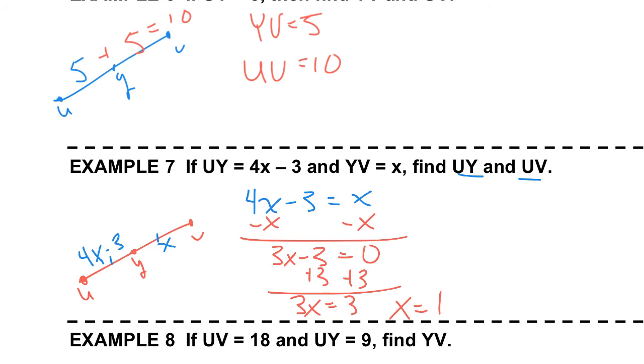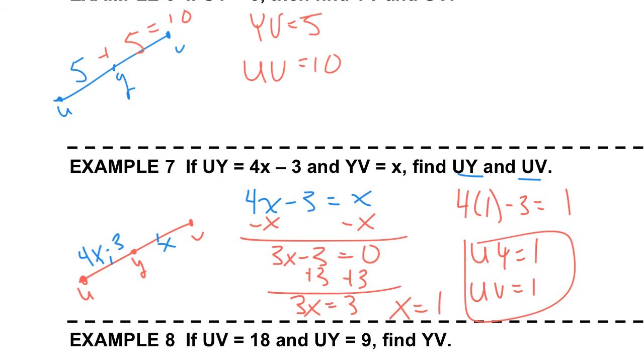It wants us to find UY. Well, that's 4 times 1 minus 3, which equals 1. And since x is 1 also, we have both our answers. So UY is 1, and it looks like YV is 1. All right, let's look at the next one.